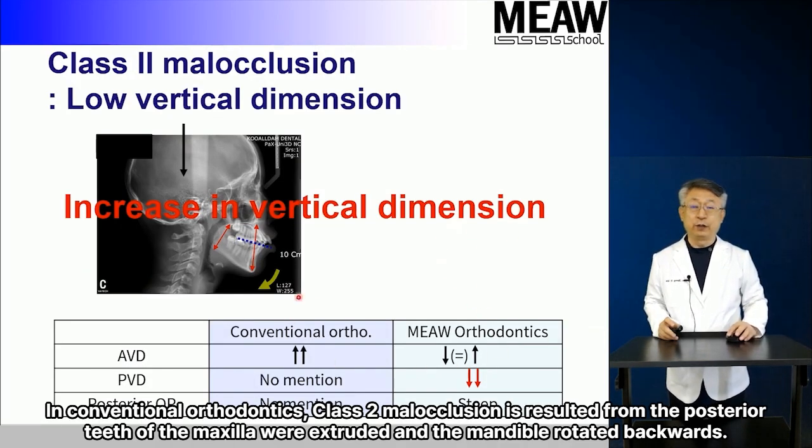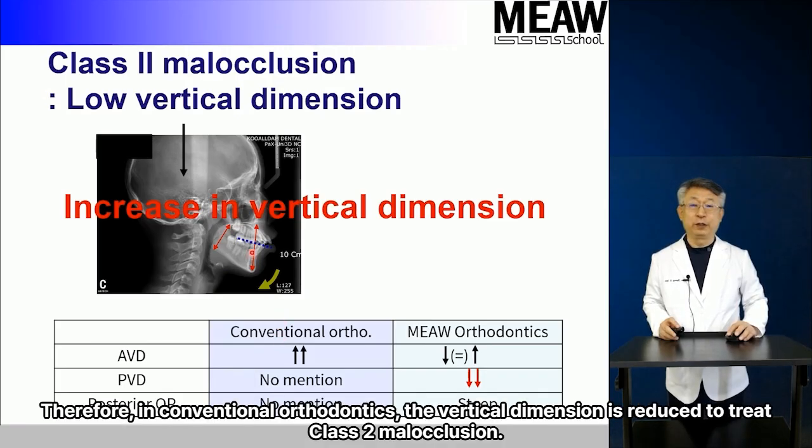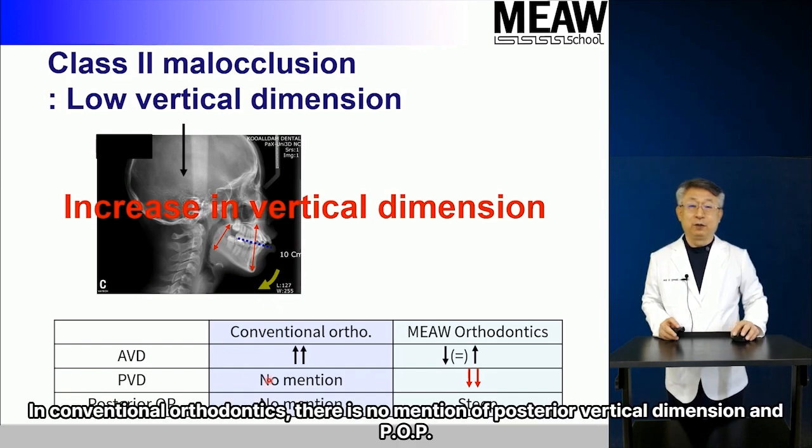In conventional orthodontics, Class 2 malocclusion is said to result from the posterior teeth of the maxilla being extruded and the mandible rotating backwards. In other words, it is said that the anterior vertical dimension has increased. Therefore, in conventional orthodontics, the vertical dimension is reduced to treat Class 2 malocclusion. In conventional orthodontics, there is no mention of posterior vertical dimension and POP.